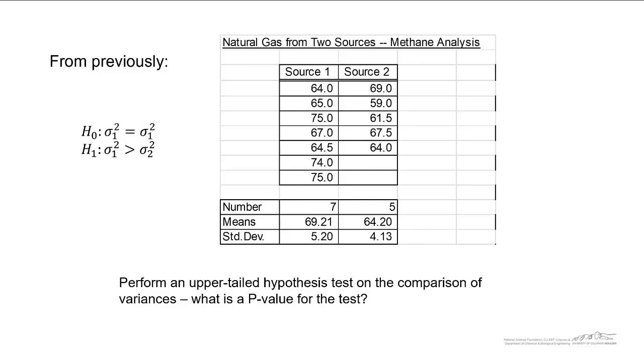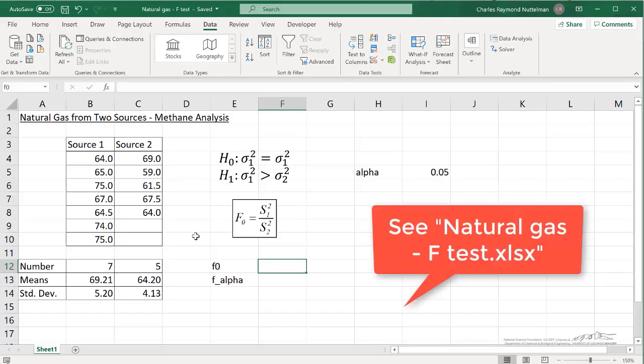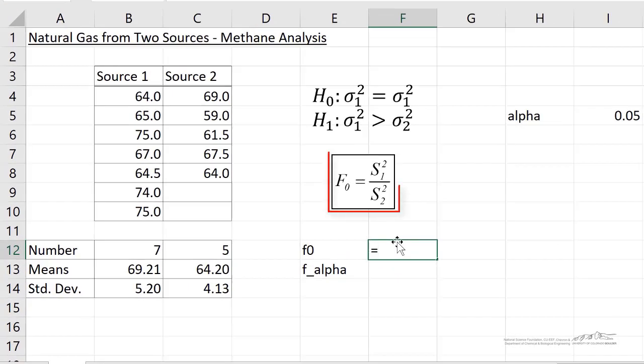So let's revisit our example. We're going to be doing an upper tailed test because our sample standard deviations suggest an upper tailed test. And we're going to calculate a p-value for this test. First, we need to calculate a test statistic. That's just the ratio of the sample variances, S1 squared divided by S2 squared. So the ratio of our sample variances here is 1.58.